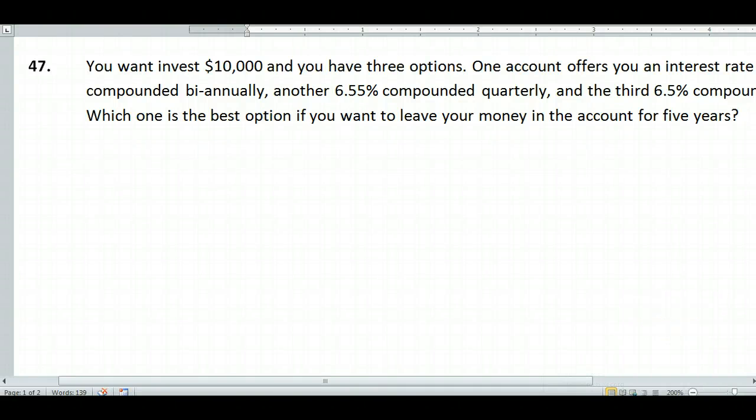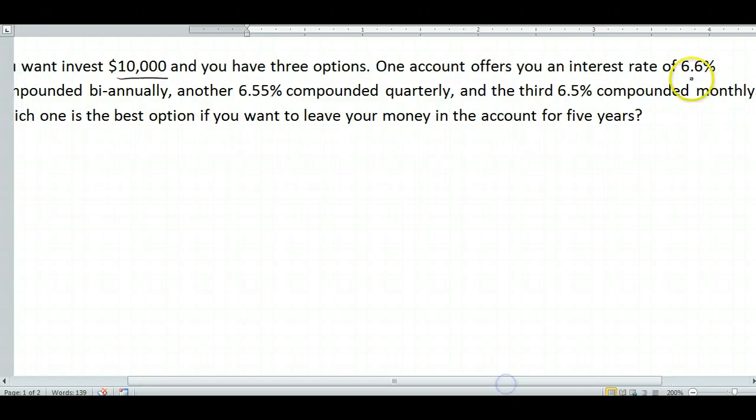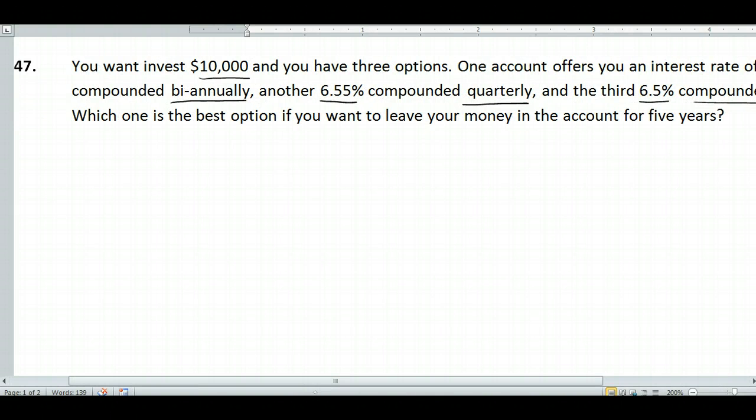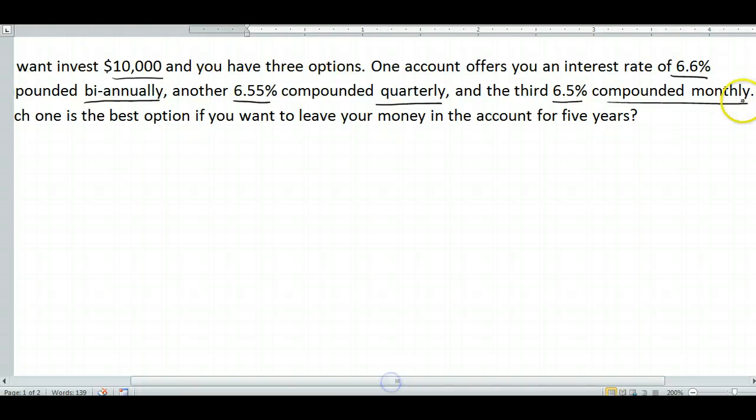Alright, question 47. You want to invest $10,000 and you have three options. One account offers you an interest of 6.6% compounded biannually, another 6.55% compounded quarterly, and the third 6.5% compounded monthly. Which one is the best option if you want to leave your money in the account for 5 years? Okay, let's look at that.